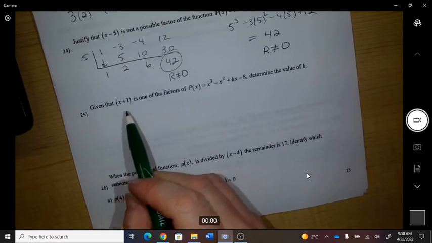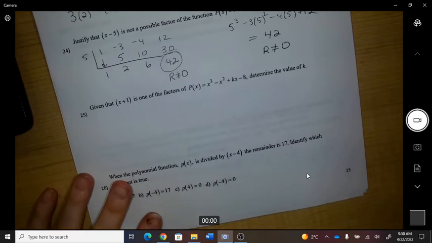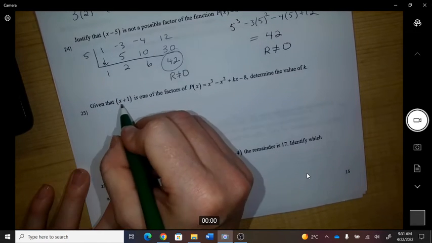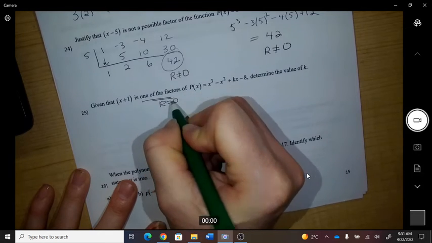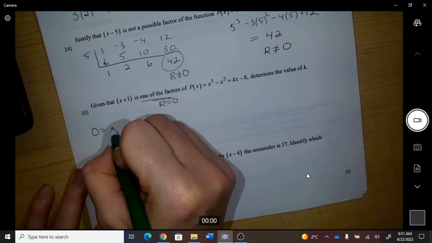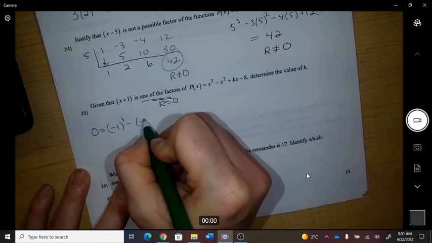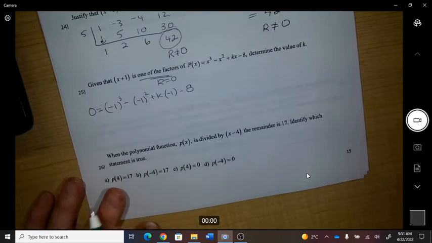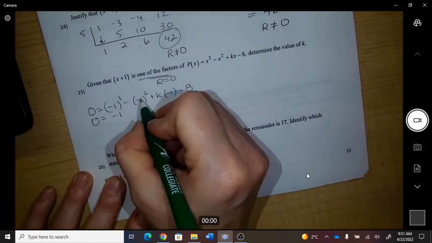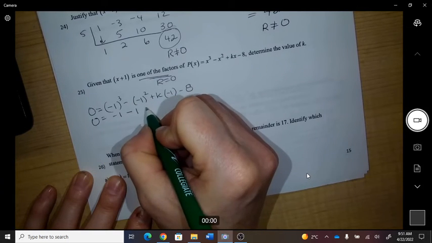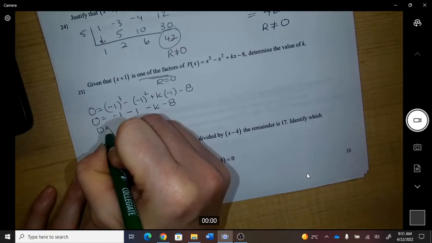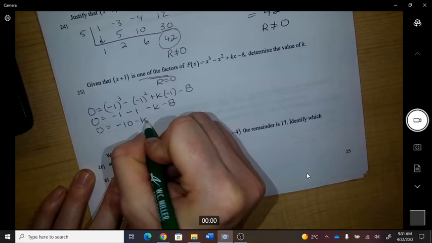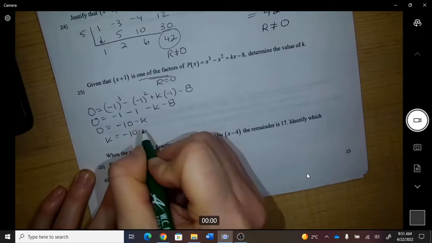Given that this is a factor, determine the value of k. So we can go algebra or synthetic division. So algebra would be, well, one of the factors, so the remainder is 0. So 0 equals, I'm going to plug in a negative 1. So the math on this is negative 1. This is positive 1, but we're going to subtract minus k minus 8. So all that makes negative 10 minus k. If I move the k over, k equals negative 10.